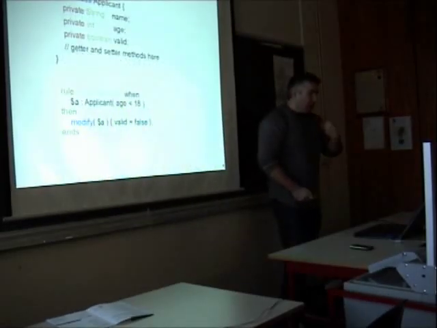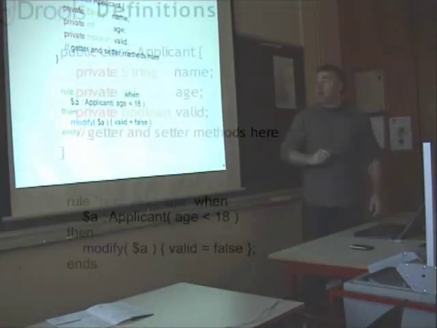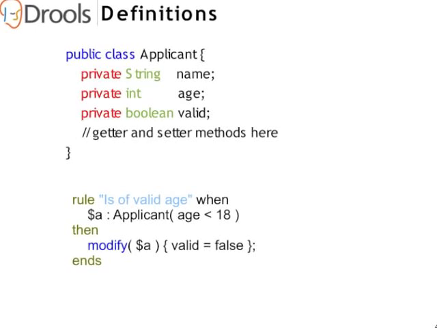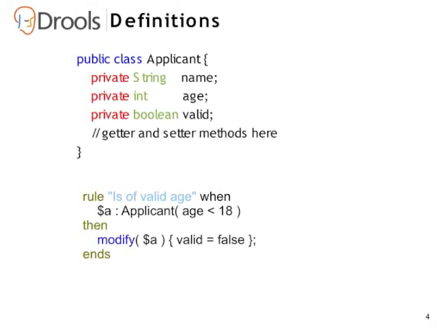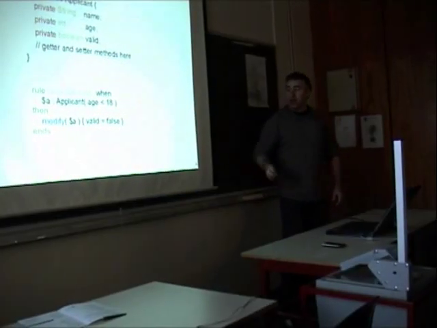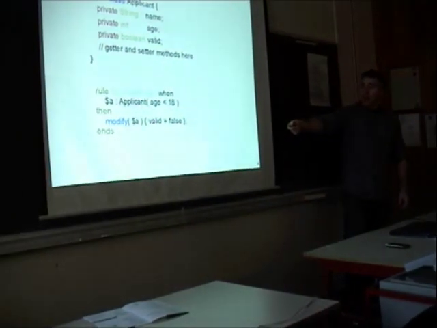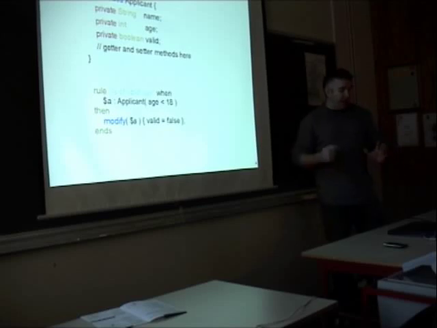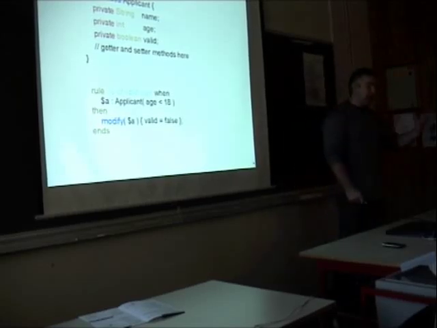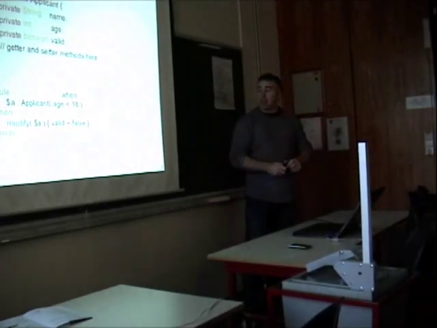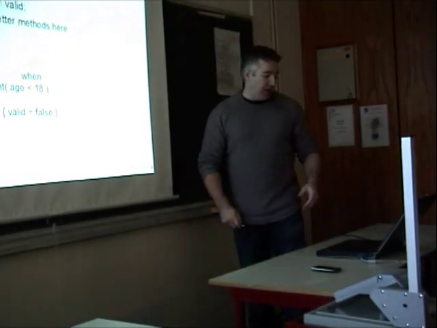Right, so let's start with the class, Applicant. Everyone should understand what it is. I haven't put the getters and setters in there. We have a rule, is of a valid age. It's simply saying when the applicant has an age of less than 18, then we set valid equals false. Very simple, everyone should understand it. So rules are of that form. When something is matched, when we recognize a set of data, we can execute on that.